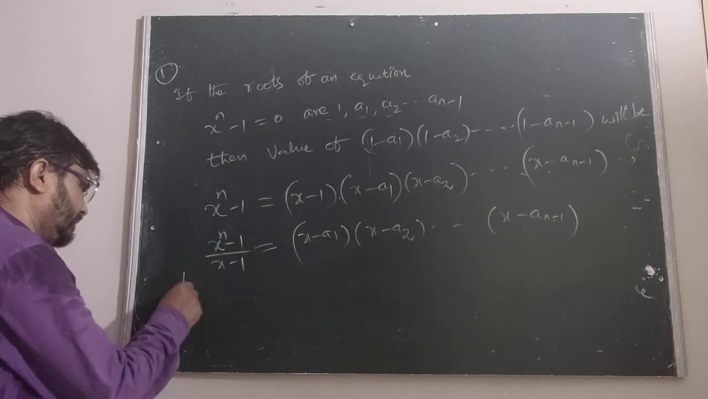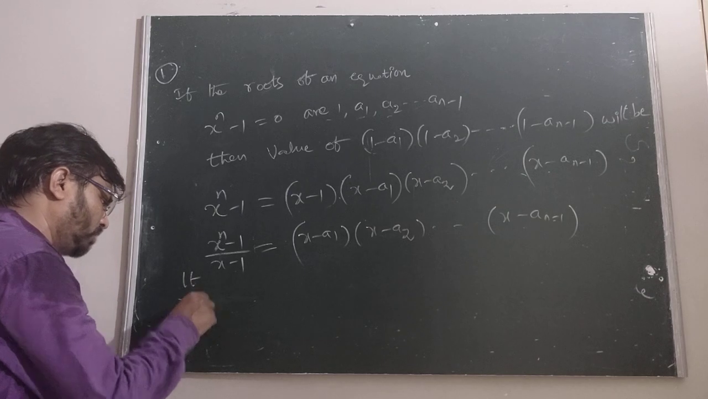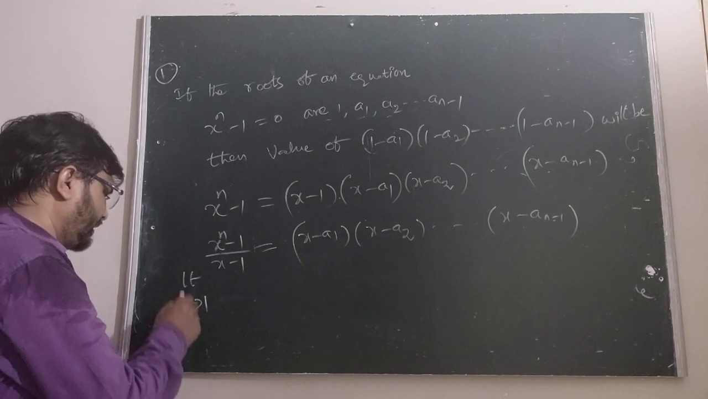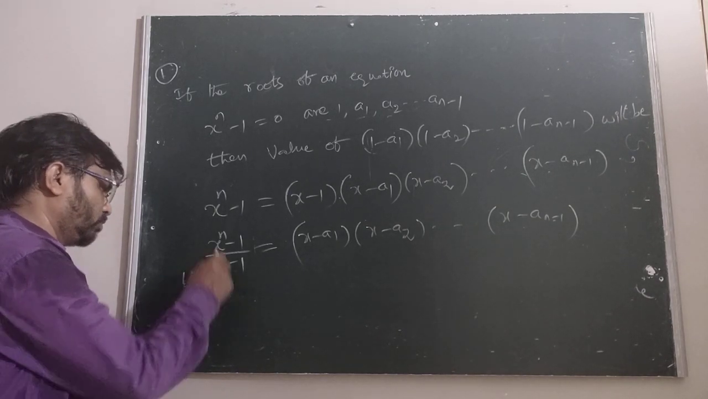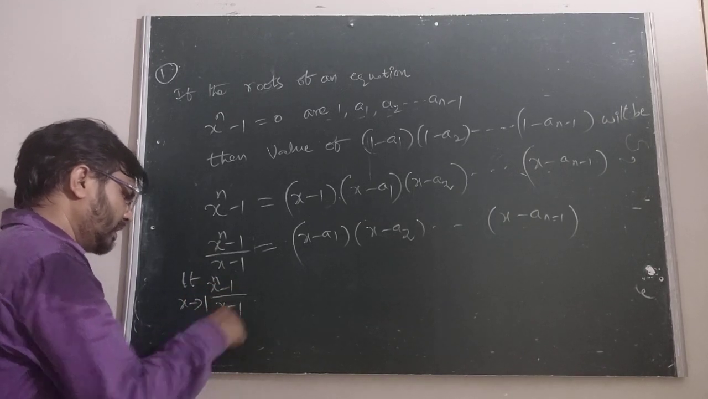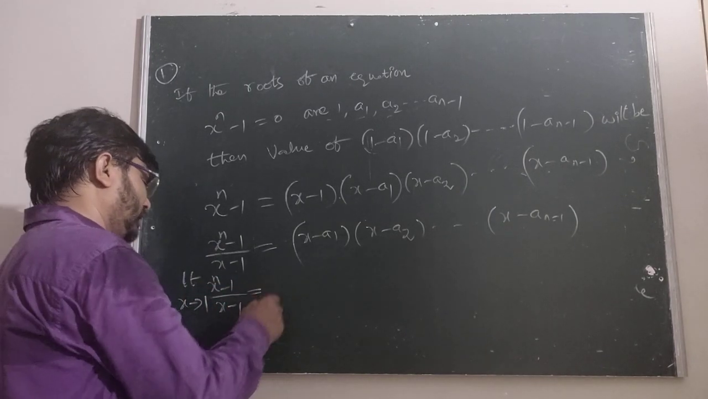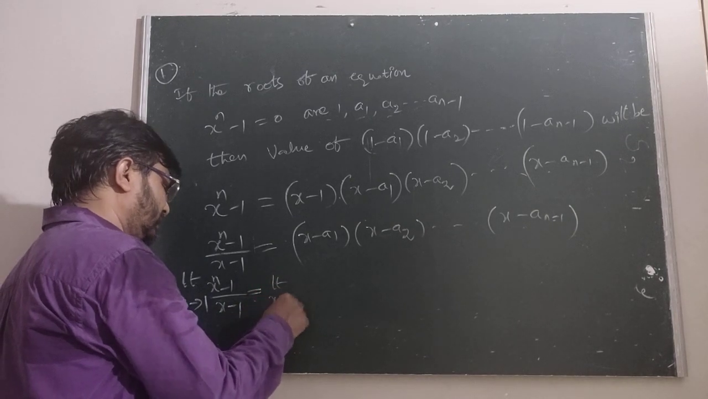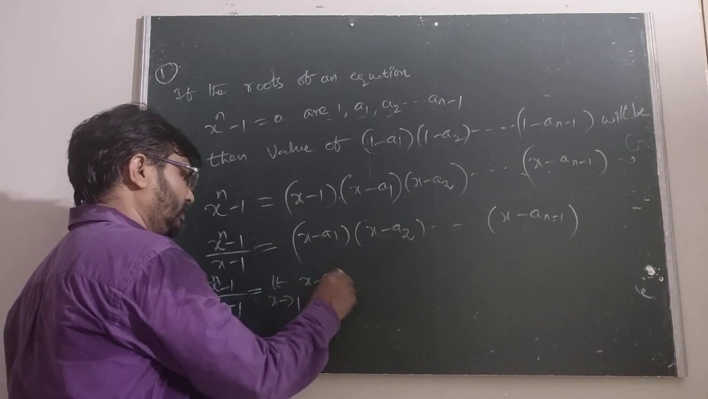Therefore we are taking the limit x tends to 1 on both sides. It will be (x power n minus 1) by (x minus 1). Now we can apply the limit on both sides, limit at x tends to 1. That is the thinking here.